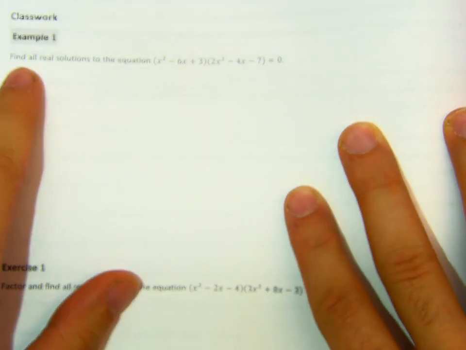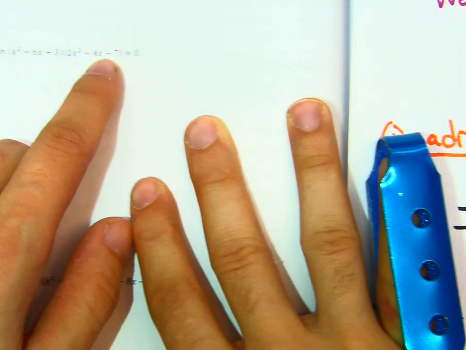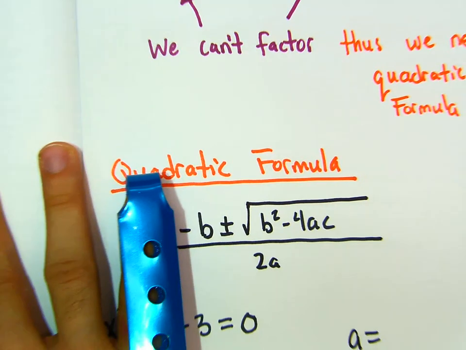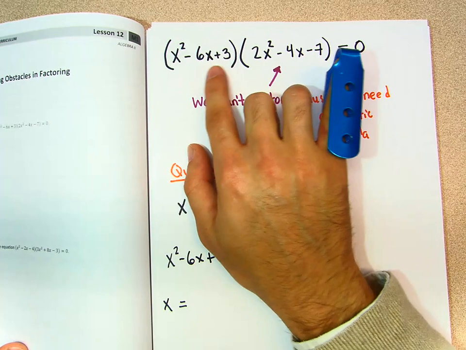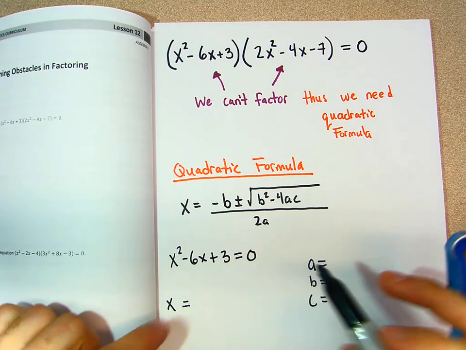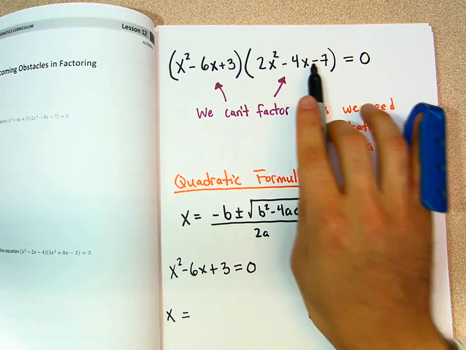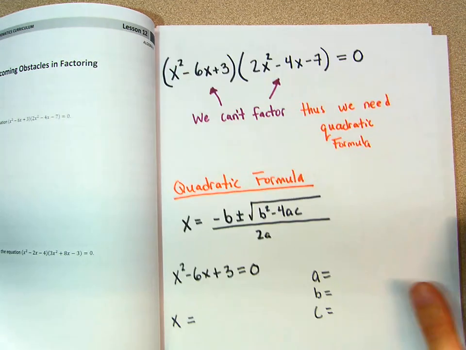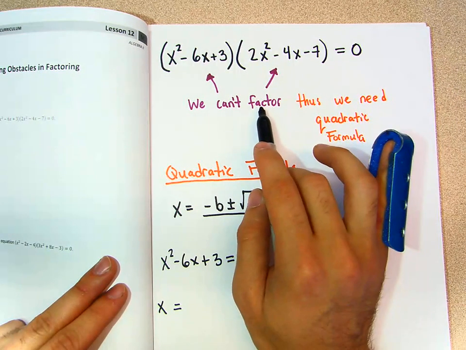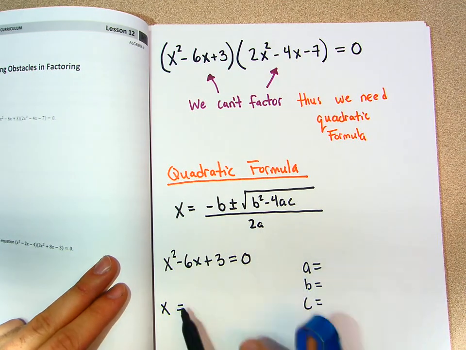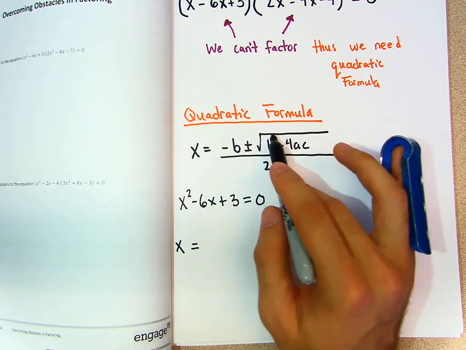It says, find all real solutions to the equation (x squared minus 6x plus 3)(2x squared minus 4x minus 7) equals 0. I wrote everything out here so it looks nicer. First we say this factor is equal to 0, and then we also say this factor is equal to 0. But when we try to solve this, notice you can't factor it. When you can't factor it, we want to use the quadratic formula. The point of this video is for me to show you step by step how to use the quadratic formula.